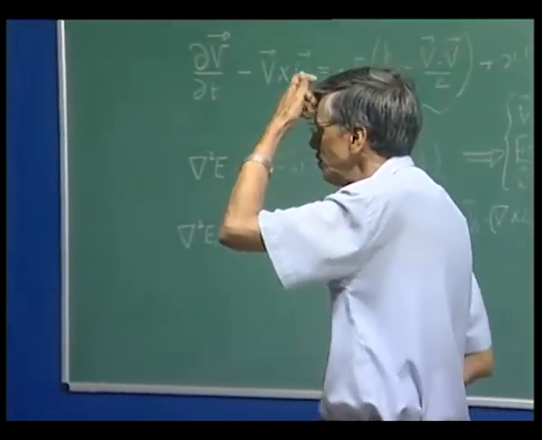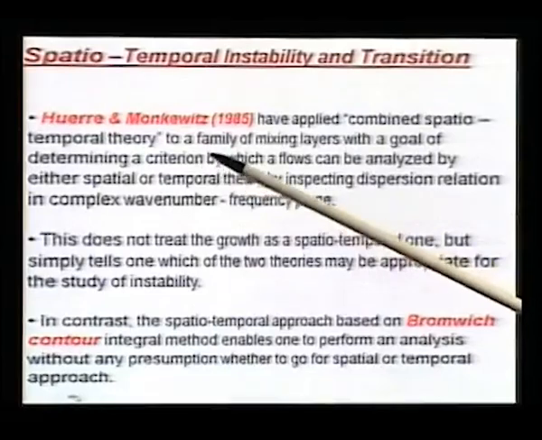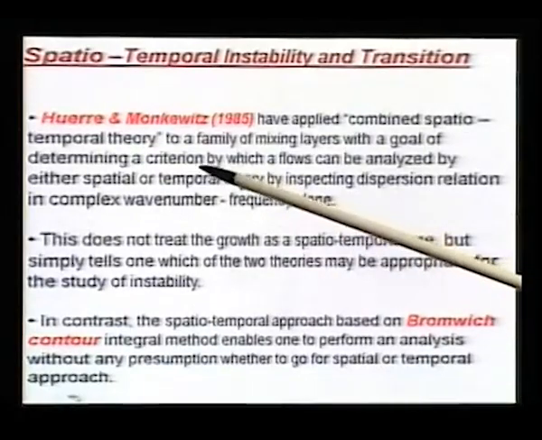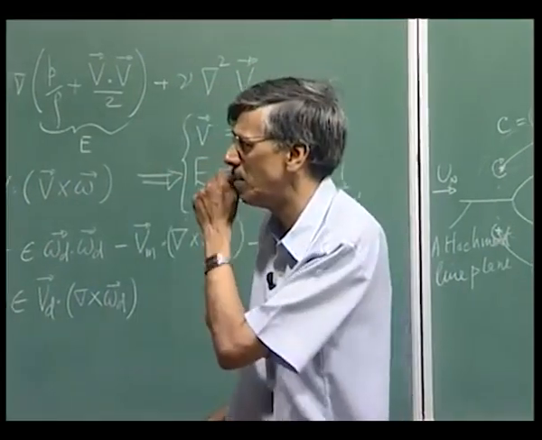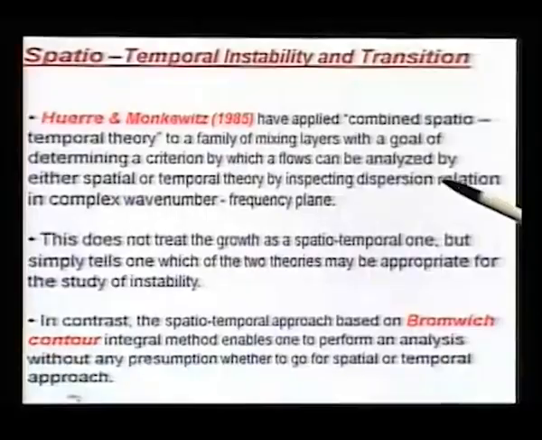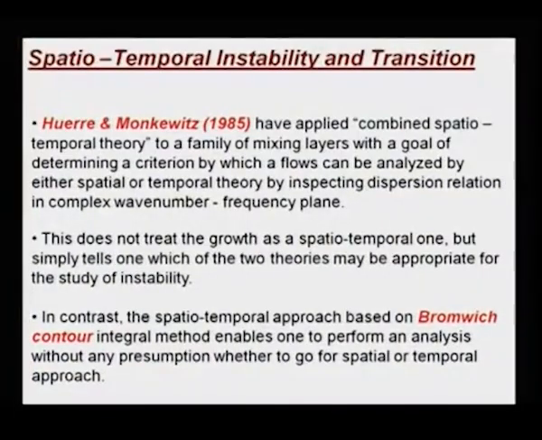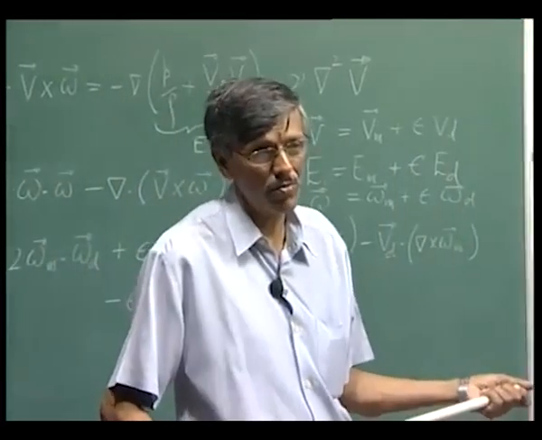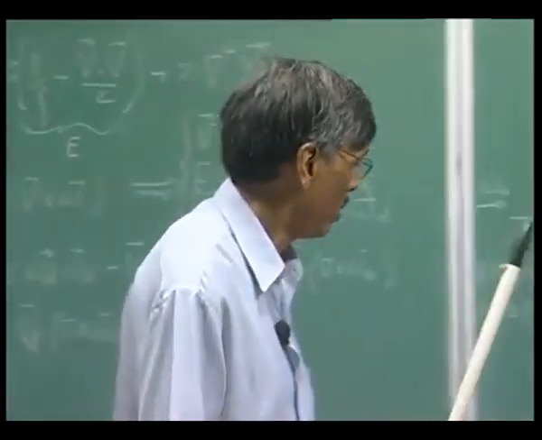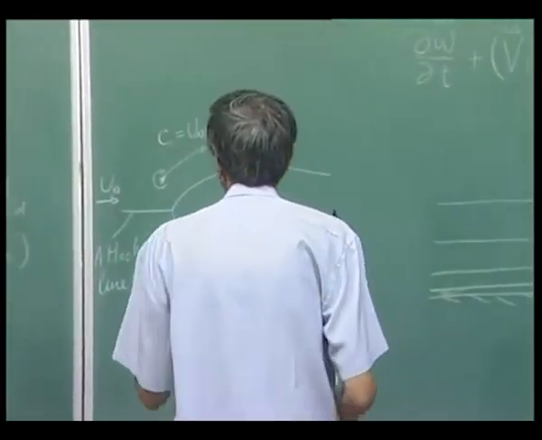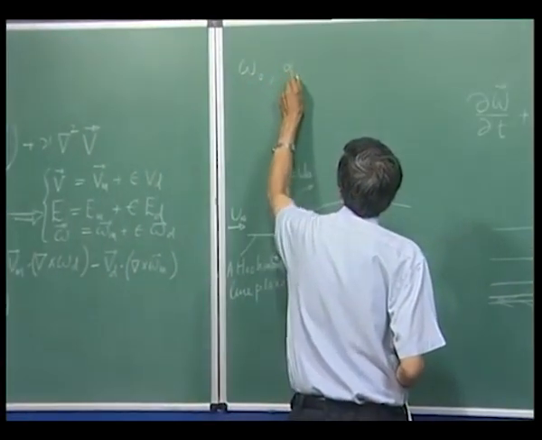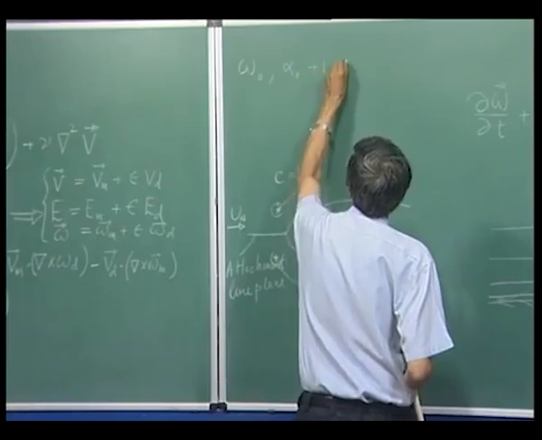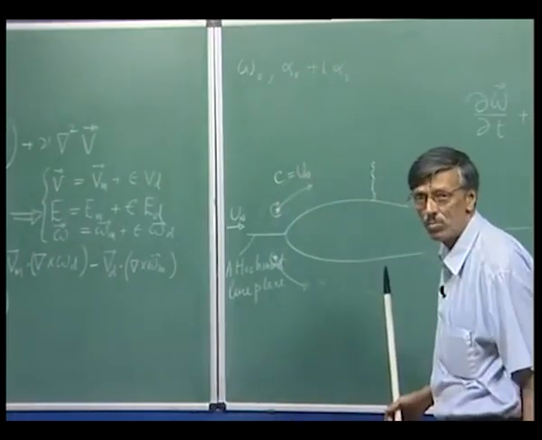Okay. They were interested in finding out a criterion by which a flow can be analyzed using either the spatial or the temporal theory. And what they do is they inspected the dispersion relation in the complex wave number frequency plane. You recall what we do in spatial theory, we take real omega and complex alpha. That is your spatial theory.